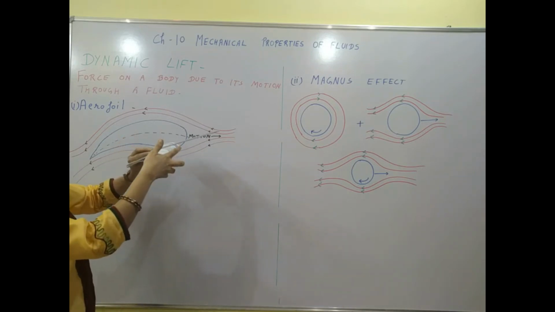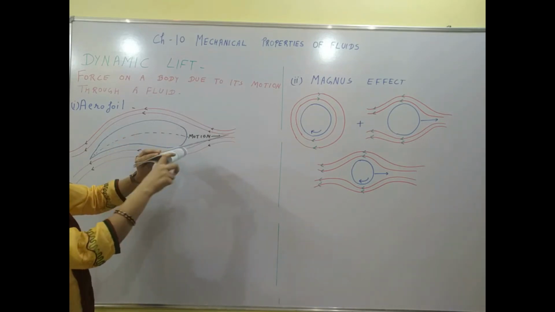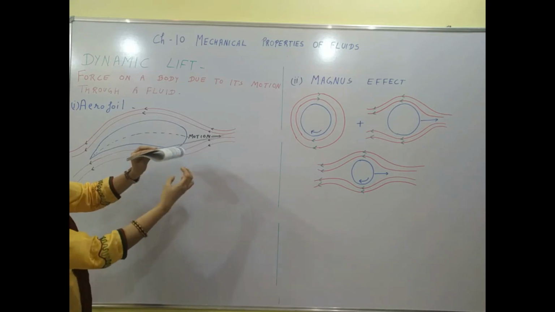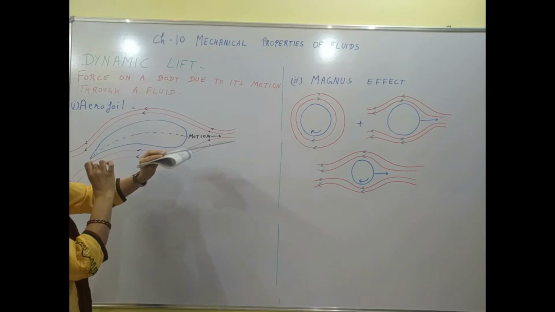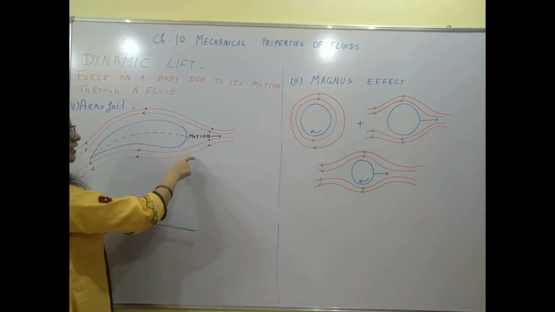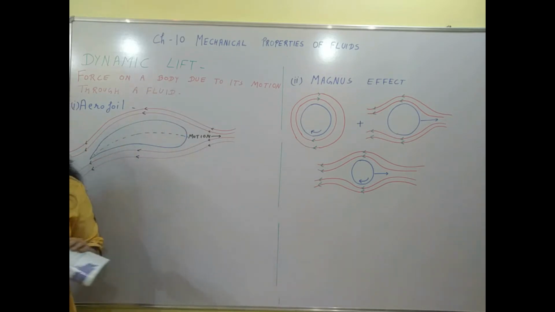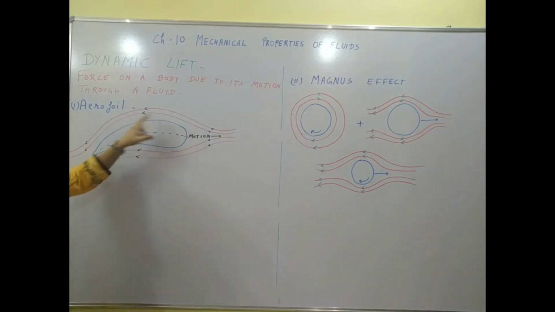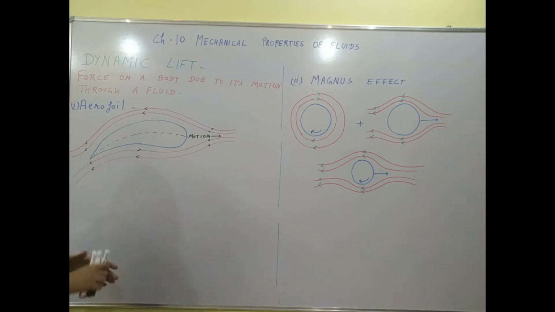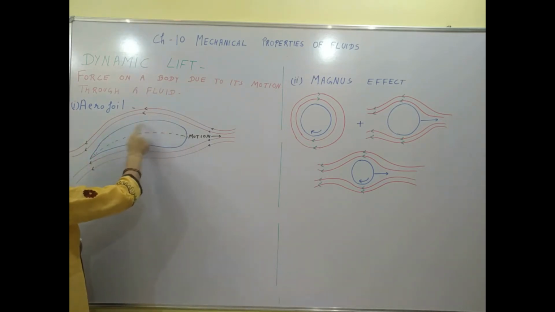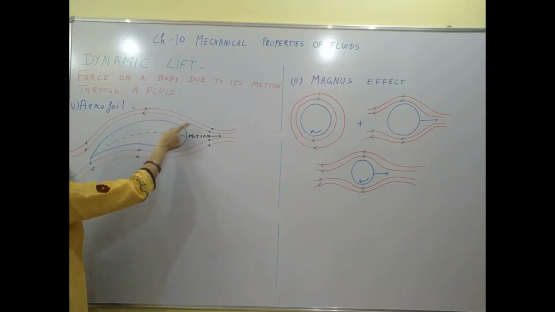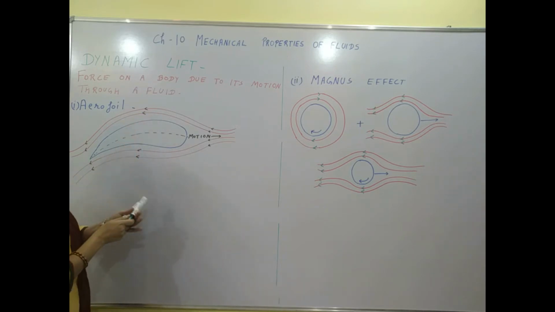air, and these air layers will be cut by this part of the wing, and when they are cut, they will meet again at the back of the wing. These are the layers of the air which are shown here. When it cuts the layers of the air, these layers will join again at the back side. Since this distance is more on the upper side, the velocity of these layers of air will be more on this side.